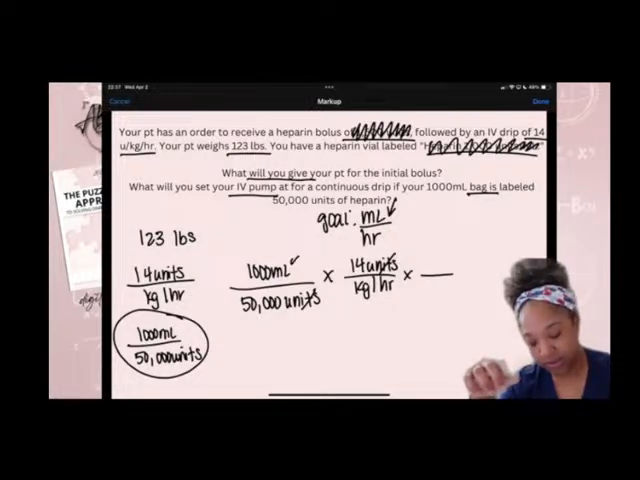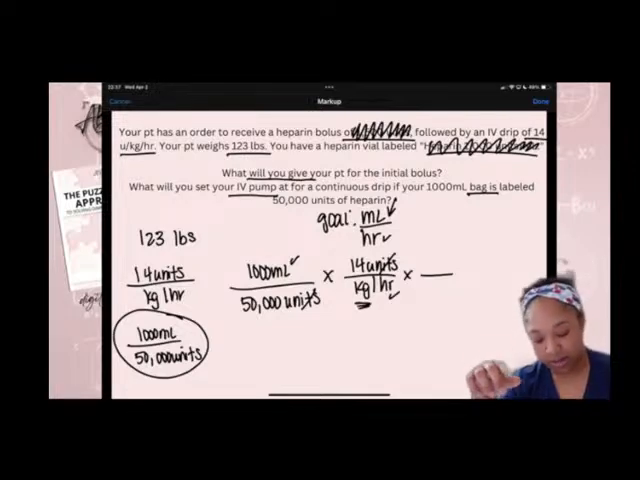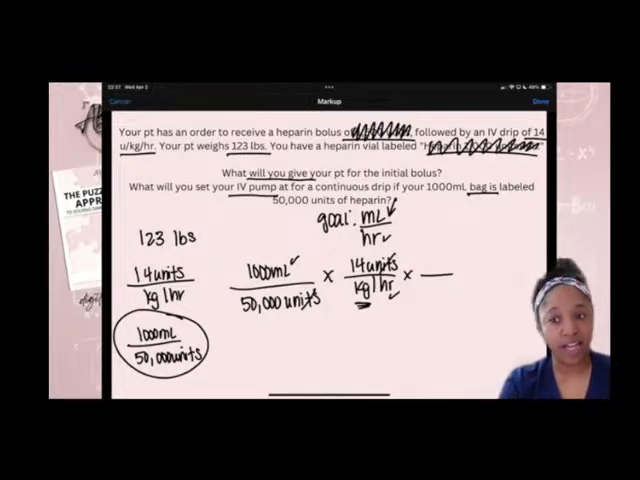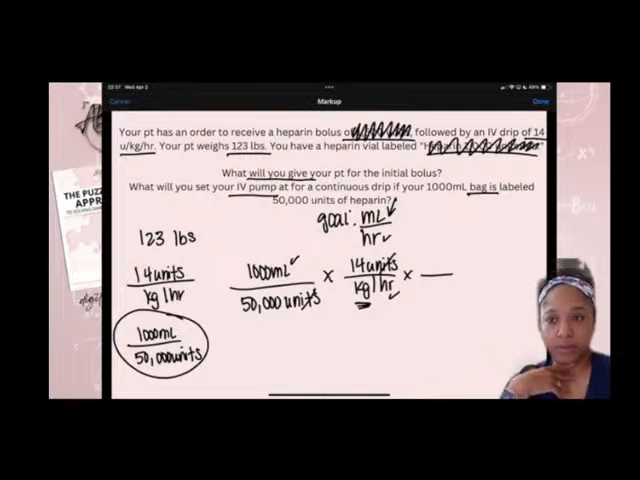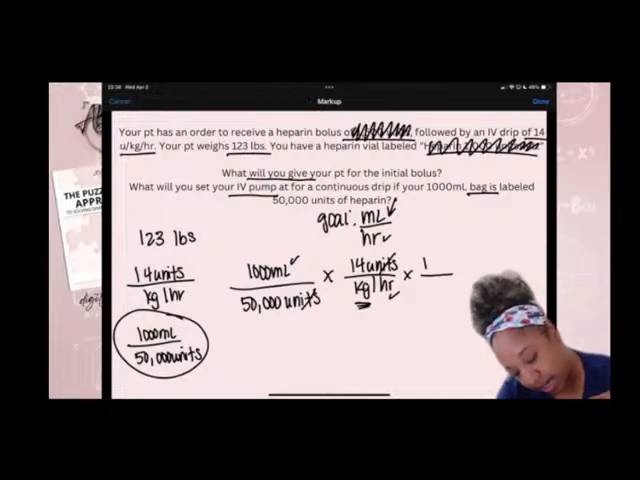So we got milliliters at the top. We got hours at the bottom. The only thing that needs to go is your kilograms. Your patient's weight is in pounds. So what am I going to do? What's together stays together. All right, boom. 1 kg is 2.2 pounds.